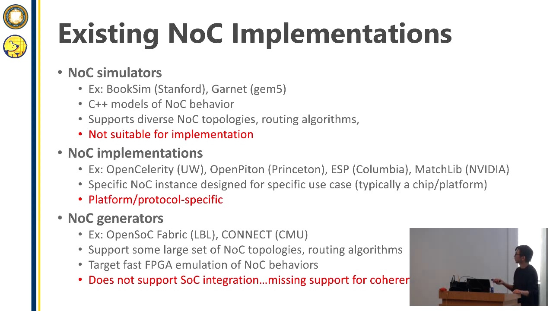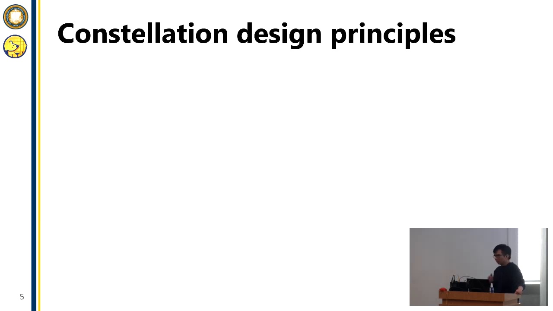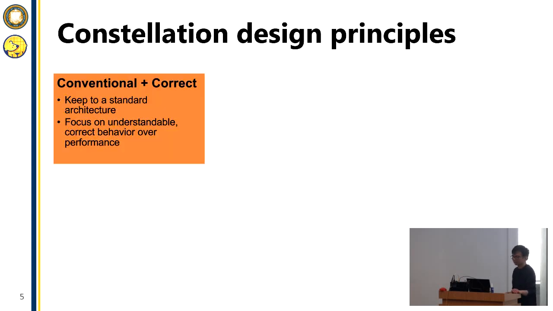Critically, what is missing is support for coherence protocols in a lot of these projects. So that kind of motivated the design and the development of Constellation. At the beginning, we came up with some rough set of goals that we wanted the project to achieve. First, we want Constellation to be conventional and correct. We're not going to aggressively optimize the microarchitecture. We want to focus on understandable, correct behavior of the network rather than performance.